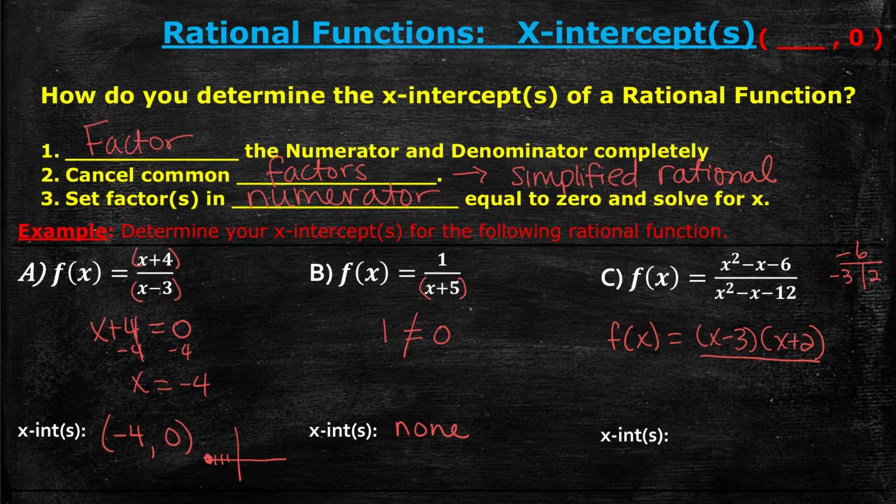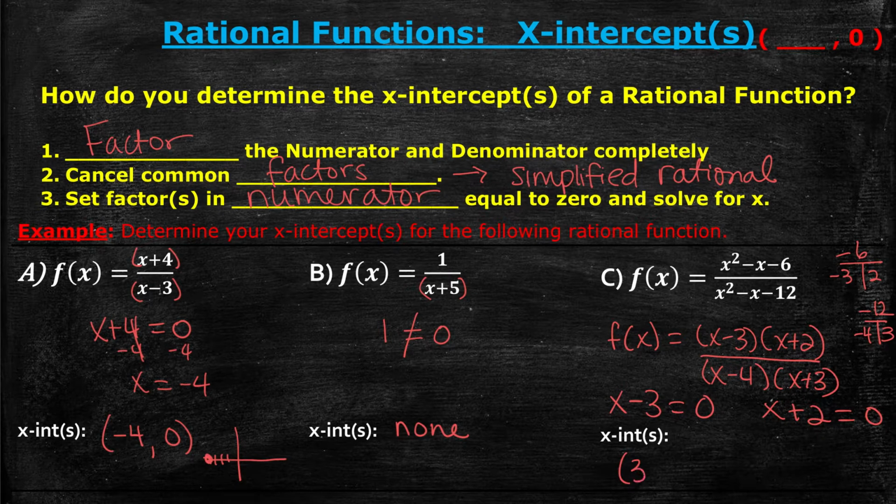Over the denominator, 1 times negative 12 is negative 12, so it needs to multiply to give me negative 12 but add to give me negative 1. That's going to be negative 4 and 3. So this would be x minus 4 and x plus 3. Do any canceling that you need to cancel, but there's nothing that will cancel. So I need to set both of my numerator factors equal to 0. You'd want to take x minus 3 and set it equal to 0, but you'd also want to take x plus 2 and set it equal to 0. So you're going to have two x-intercepts.